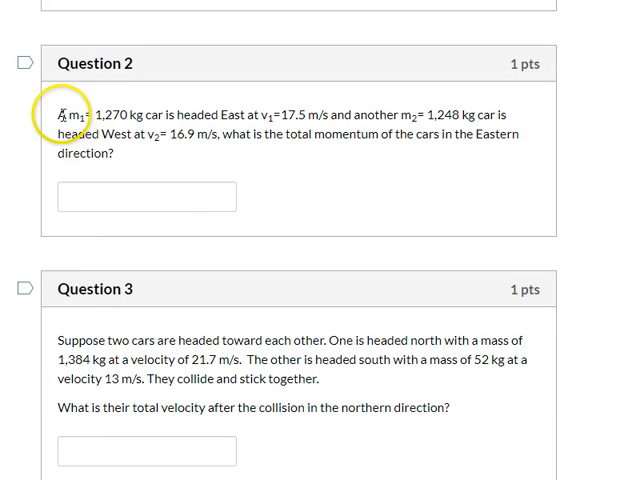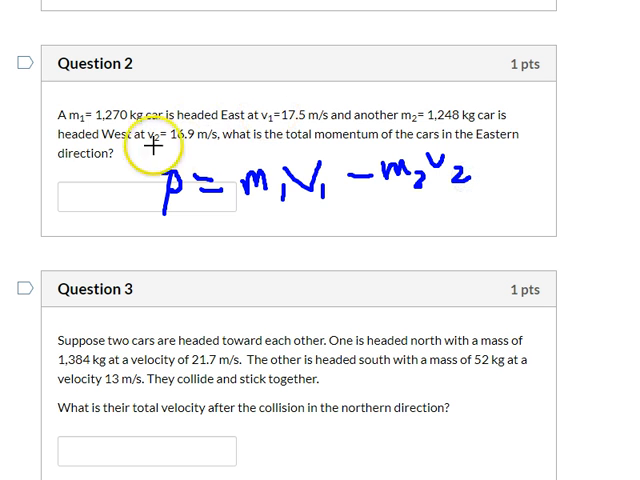In the next one, we have a car headed east and a car headed west. We ask, what's the total momentum in the eastern direction? And since the one is headed west, we actually have to subtract out its momentum. So the total momentum P is equal to M1 V1 minus M2 V2, and the minus is because the second car is headed west instead of east.